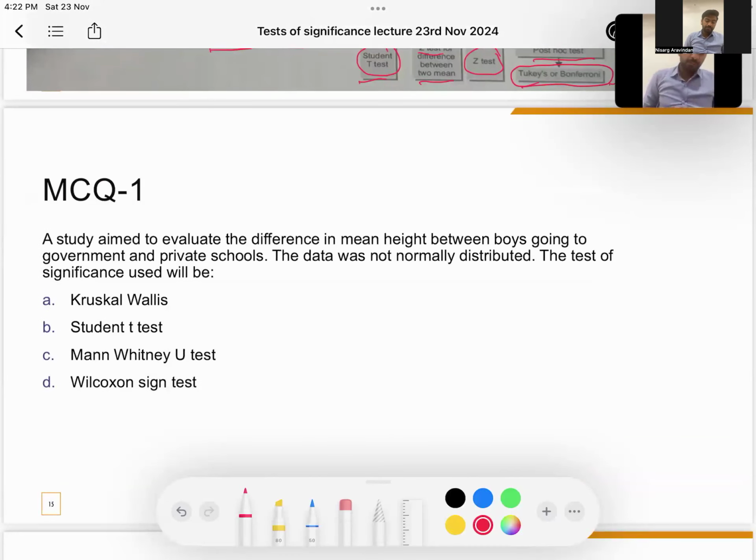First MCQ, a study aimed to evaluate the difference in mean height between boys going to government and private schools. So they're comparing the means between government and private schools. The data was not normally distributed. Now we see that these are two groups here, very clear, and this is a skewed distribution.